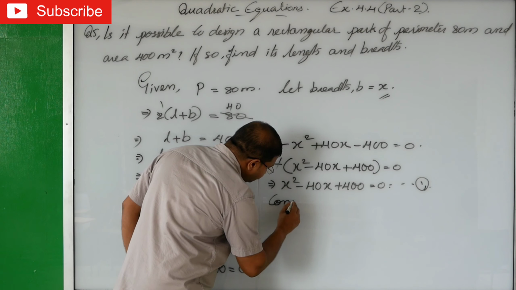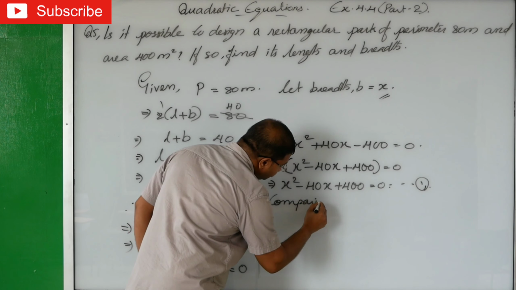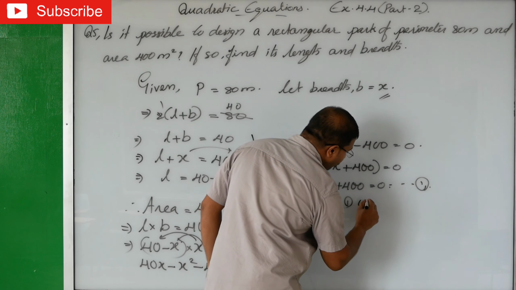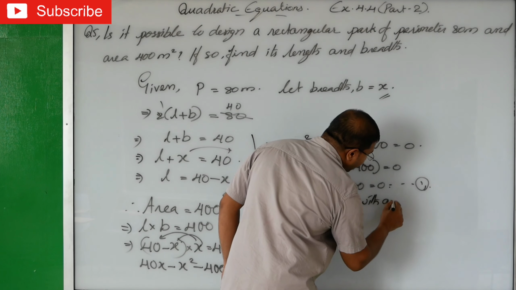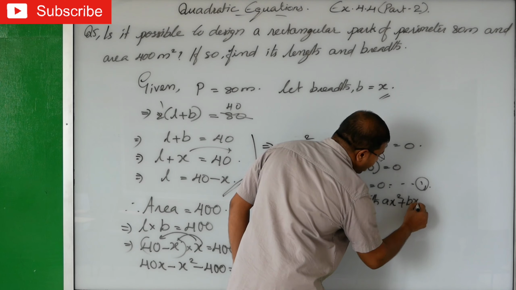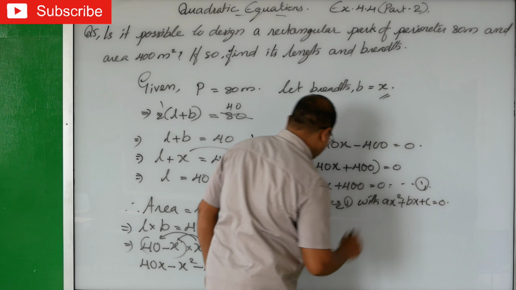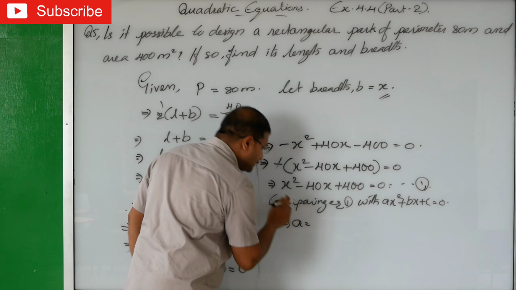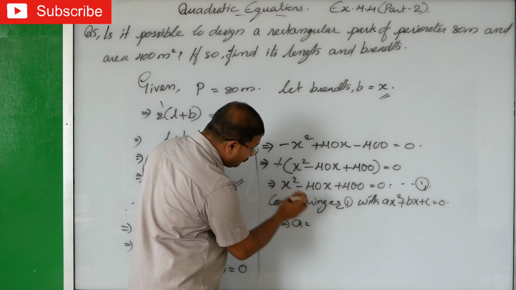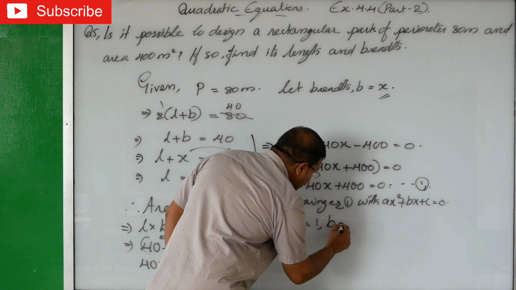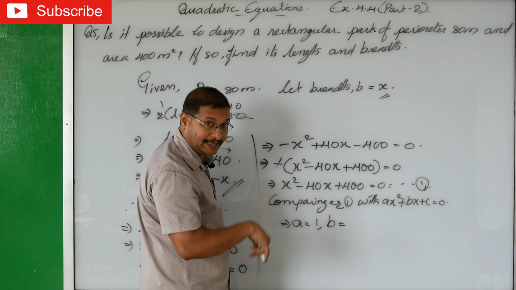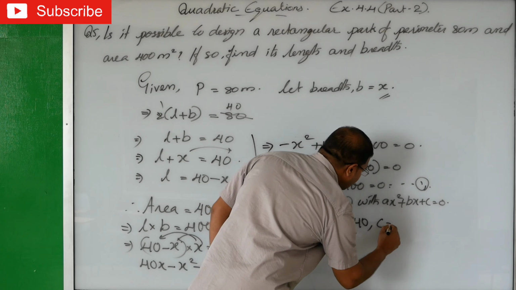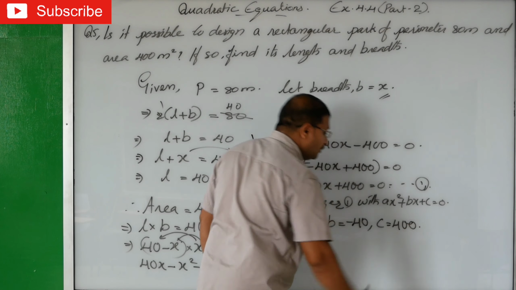Now what will you do? Comparing equation 1 with ax square plus bx plus c equal to 0. Ready? What is the value of a? Check it, which is near to x square? 1. What is the value of b, which is near to x? That is the coefficient of x. What is that? Minus 40. And what is the value of c? 400, isn't it?